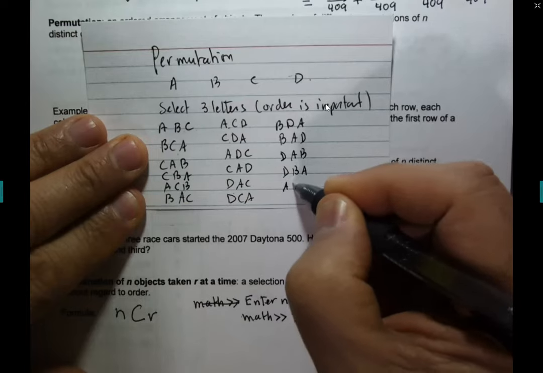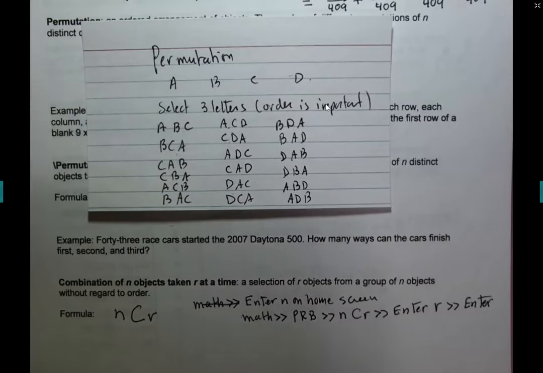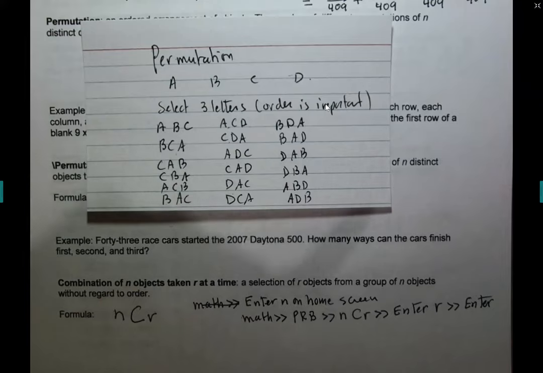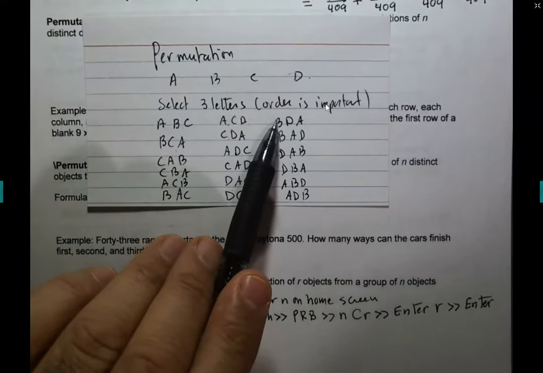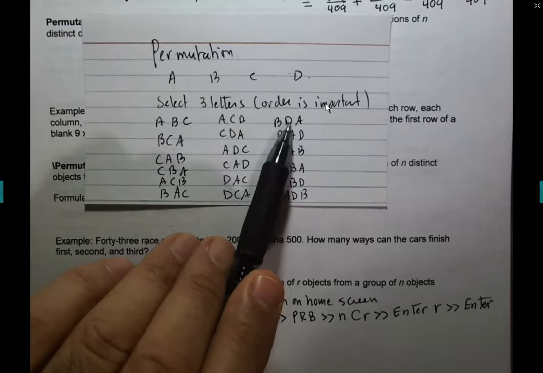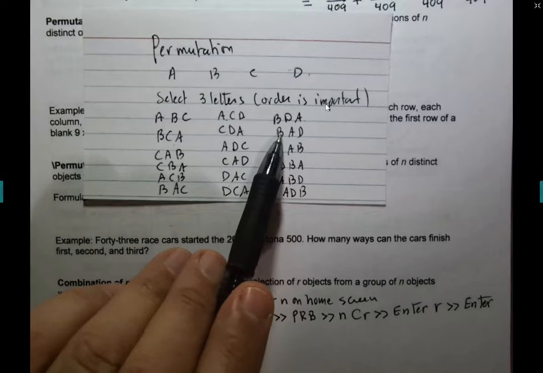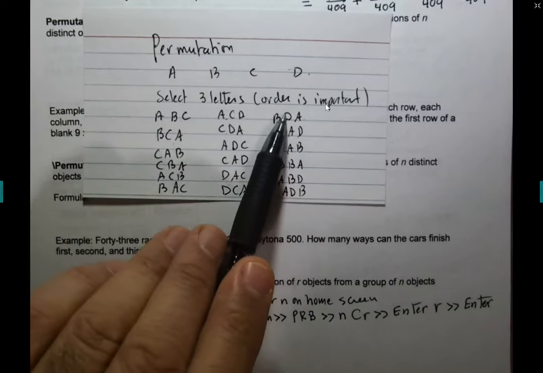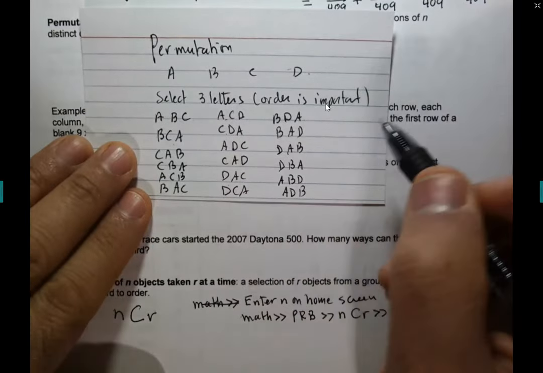And ABD. And ADB. Now, maybe our students will tell me these are the same letters, Mr. Bezzi. Yes, they are, but I said the order is important. So the first person who is selected is going to be a different activity than the second and the third. President, vice president, secretary. Look here. The president is B, but the vice president is A, whereas the vice president here is D, and so on and so forth. So now we have BCD.